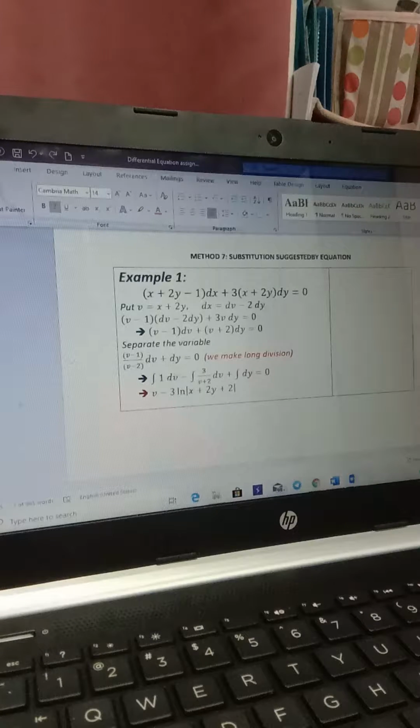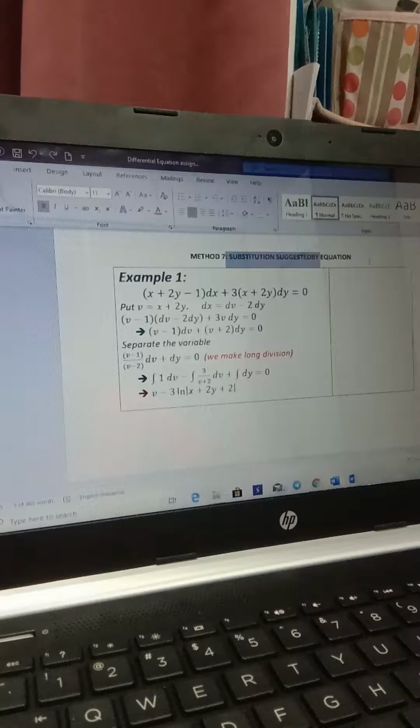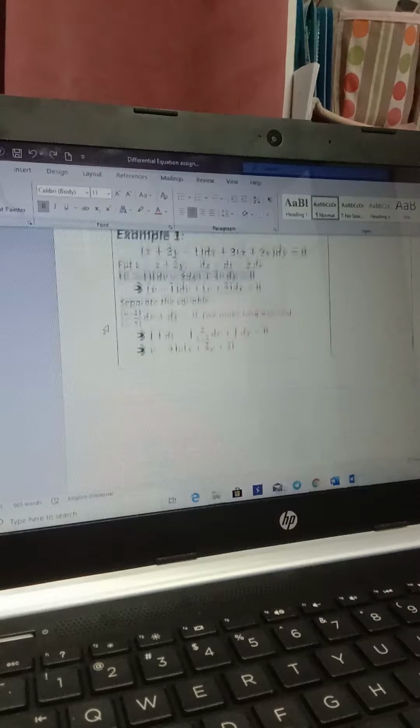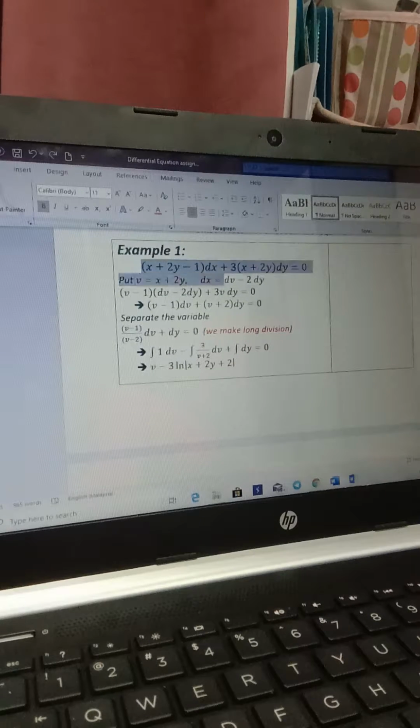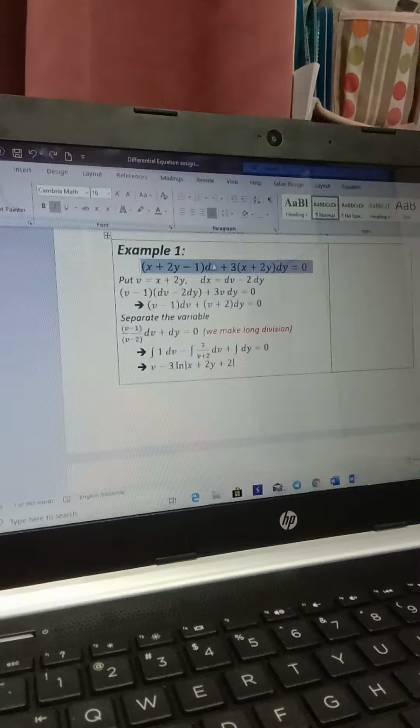Next method is substitution suggested by equation. Okay, let's look at example 1. The equation is (x + 2y - 1) dx + (3x + 2y) dy = 0. So we let v = x + 2y and dx = dv - 2 dy.